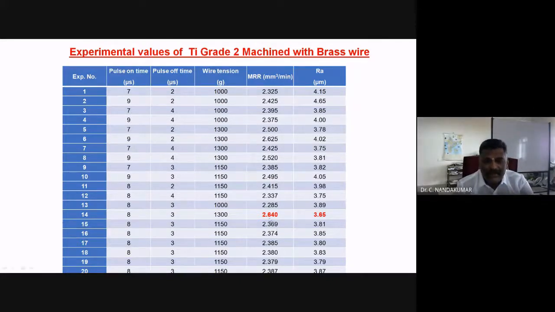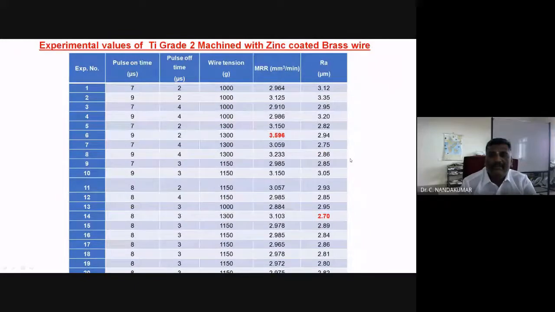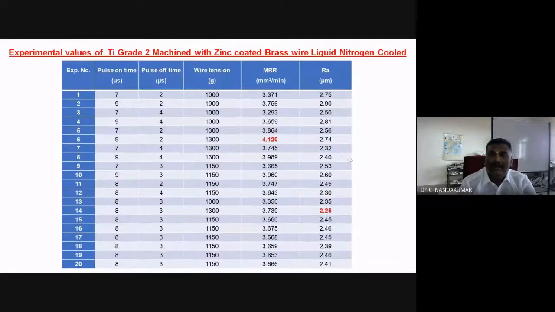So we get the values here. The red mark is the 14th experiment, with pulse on time 8, pulse off time 3, and wire tension 1300. We get better MRR and better RA, that is surface roughness, for the brass wire. For the brass wire with liquid nitrogen, the 6th experiment, with pulse on time 9, pulse off 2, and 1300, gives 3.2, the best MRR and best RA. Similarly, we identified this for zinc coated brass wire and liquid nitrogen brass wire.